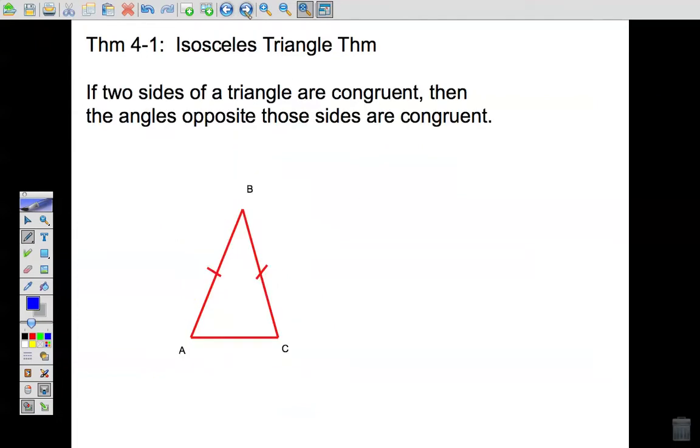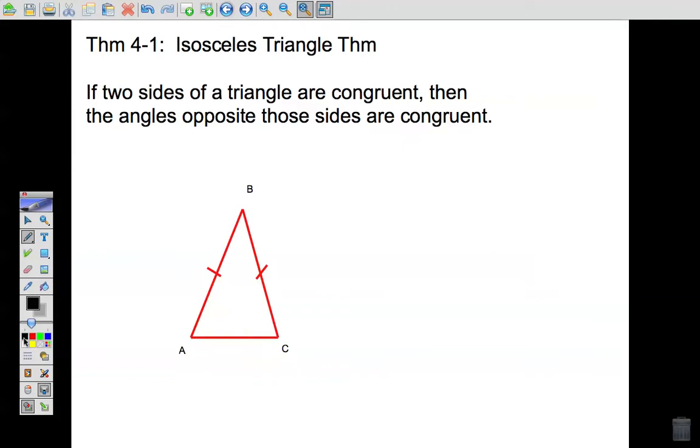Now moving on here, I want you to pause this again and copy down what's called the isosceles triangle theorem. In the isosceles triangle theorem, it states if 2 sides of a triangle are congruent, then the angles opposite those sides are congruent. Now you've had this before in algebra a number of times. Maybe you've understood it real well, maybe you haven't.